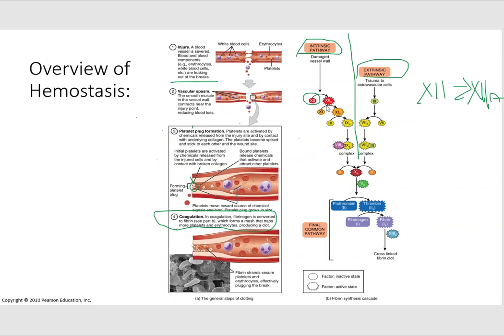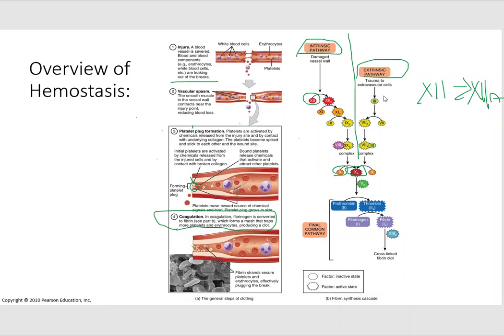Okay? 12A is going to cause 11 to be turned on. 11 is going to cause 9 to be turned on. 9 and 8, which has already been activated, together are going to take 10 and turn it on. Now 10 is where these two pathways come together. So I'm going to go back up here and we'll do the extrinsic and then we'll follow this out.